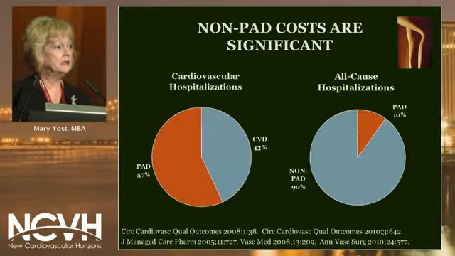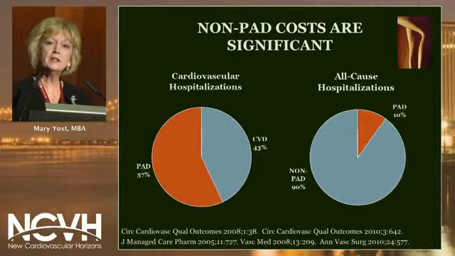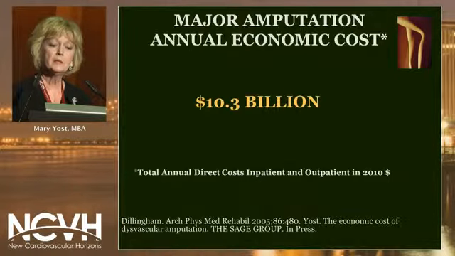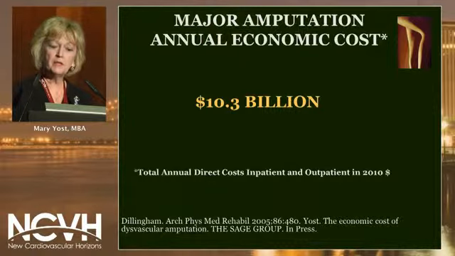Non-PAD costs are significant. If you look at cardiovascular hospitalizations only, about 43% are not PAD. However, if you look at all-cause hospitalizations, 90% of those costs are not related to PAD. If we look at one specific cost factor, that of major amputation, the cost there exceeds $10 billion.